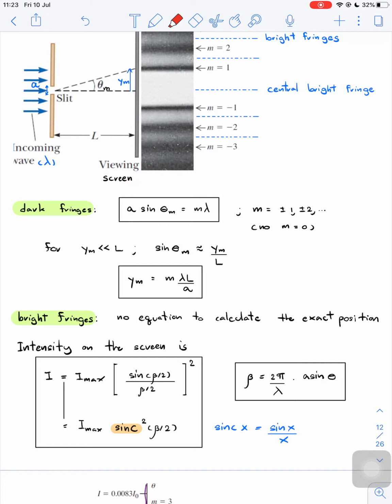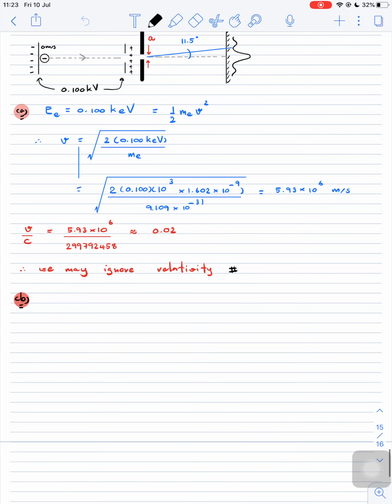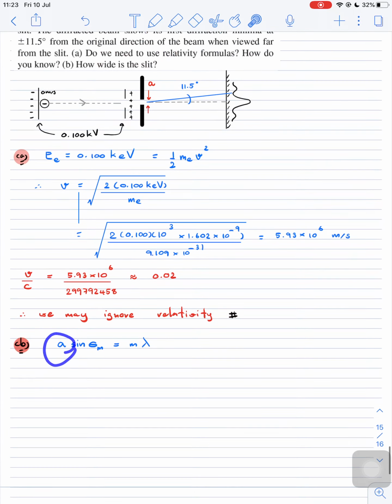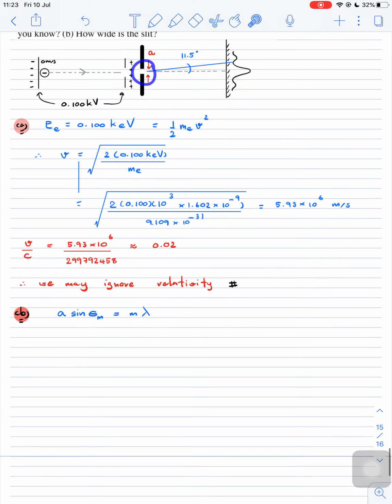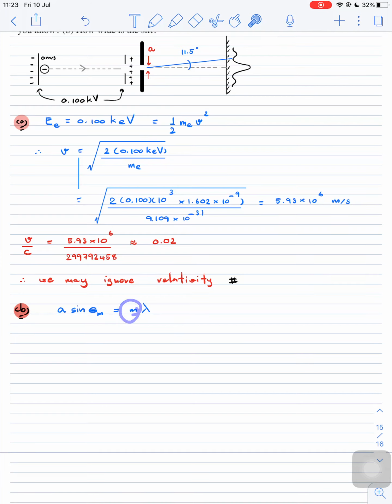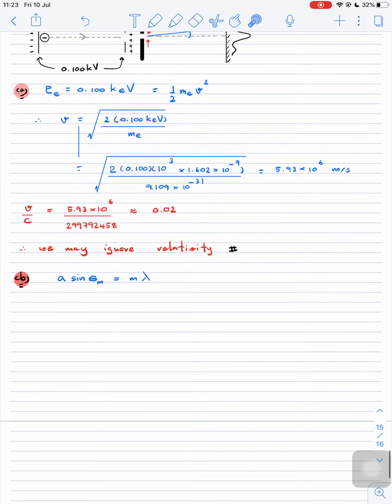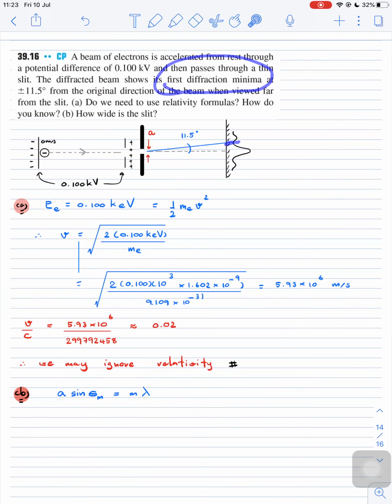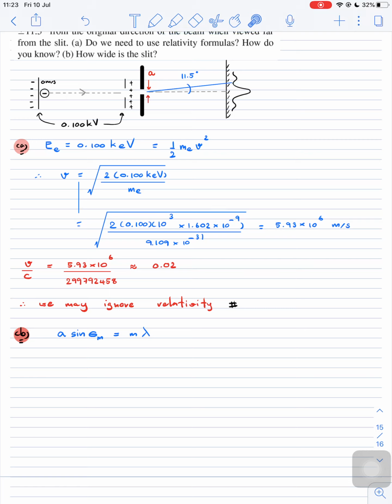A sine theta m equal to m times lambda, right? So the A here is going to be the width of the slit, theta m is going to be the diffracted angle, and m is going to be the order of the minima. In this case, we have m equal to 1, because it's the first diffraction minima here, and we know the angle already. We just want to find the A here.